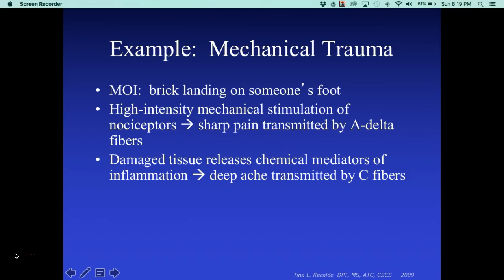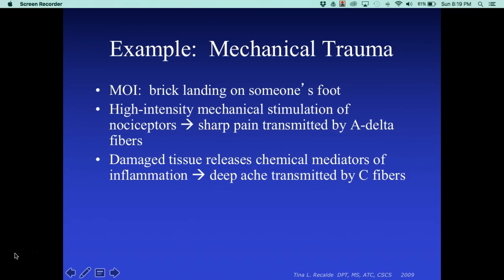So this is where you can quiz yourself. Are those A delta fibers large or small? Are they myelinated or unmyelinated? And are they quick or are they slow? And what kind of sensation do they give? Is it more of that sharp pain or that dull, achy pain?